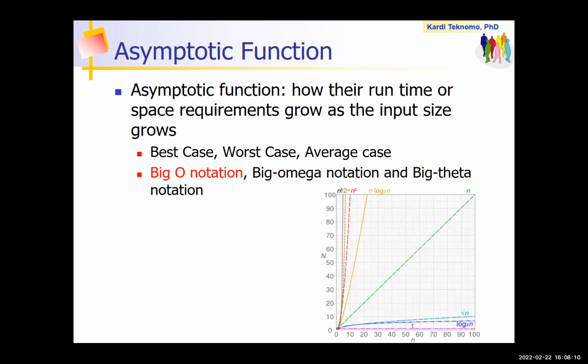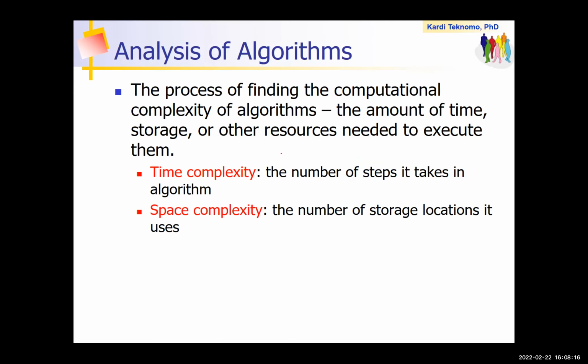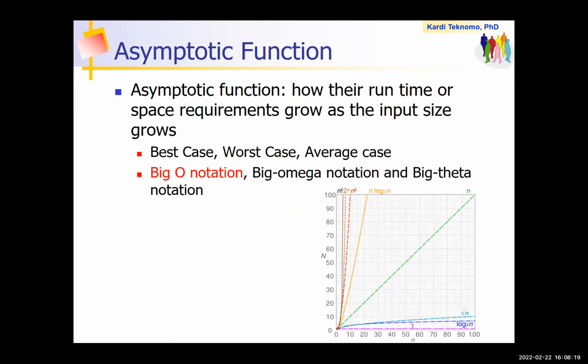For both time complexity and space complexity, you have what is called an asymptotic function. An asymptotic function tells how the runtime or the space requirement will grow as the input size grows. The most important thing for you to know here is what is called big O notation. So, O of X.